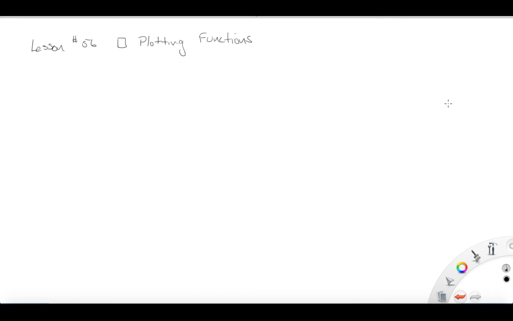Saxon Math Course 2. We are in Lesson 56, and today we're going to be dealing with something that's a little bit different, plotting functions. And first of all, you might ask, well, what is a function? Well, a function is something that has an input and an output. Okay, so let me give you an example.